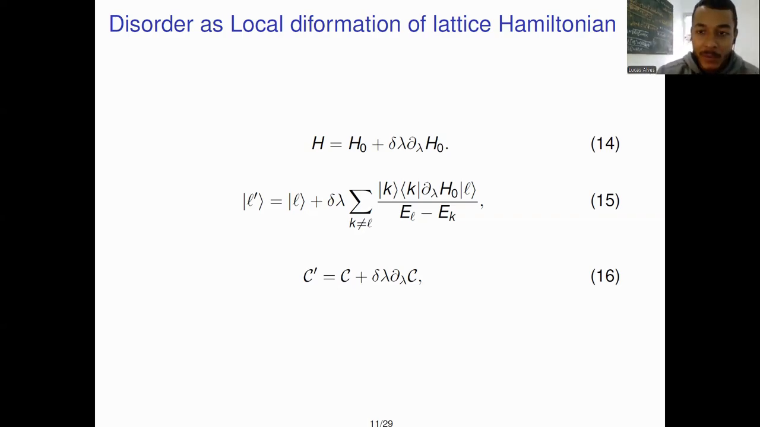If the element we are changing in the matrix corresponds to a non-zero value of the homogeneous Hamiltonian, we can rewrite the new perturbed Hamiltonian as we see here in equation 14, where H0 represents the homogeneous Hamiltonian, and the parameter lambda is used here to identify the element of the Hamiltonian we are changing.